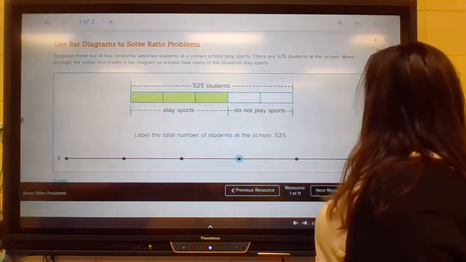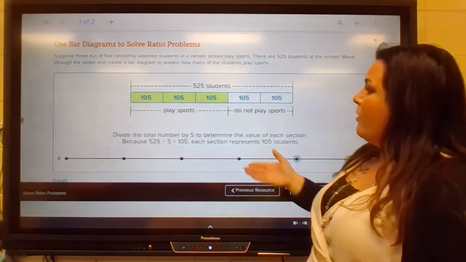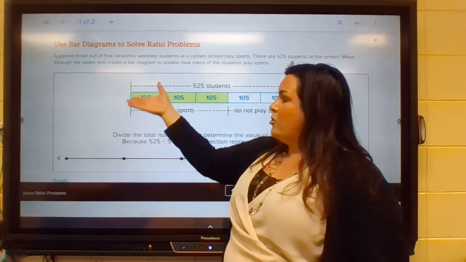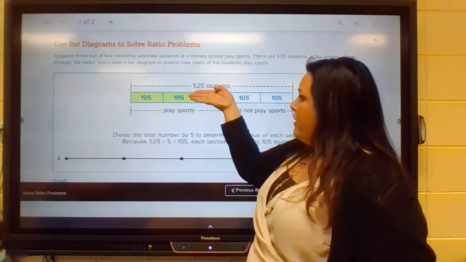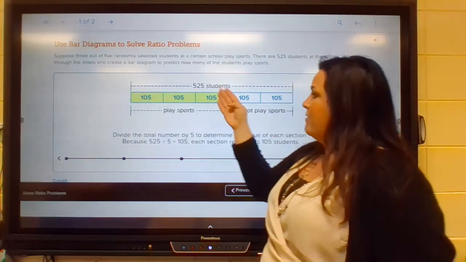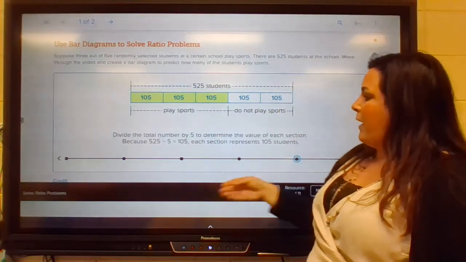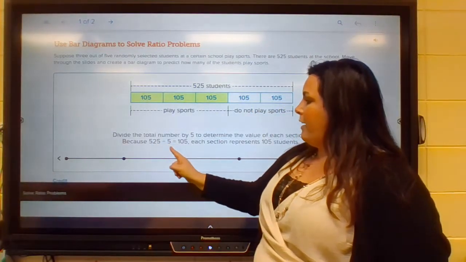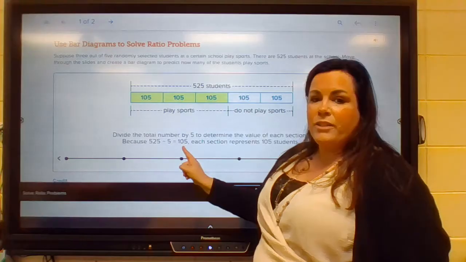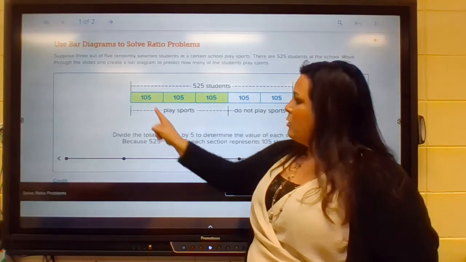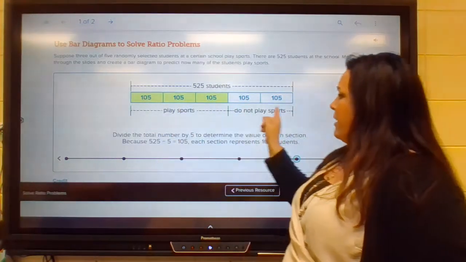Now, we need to figure out how many students belong in each section. Well, if we have 525 students and we have a bar with 5 sections, we're going to divide by 5, right? 525 divided by 5. Each section is then worth 105. So we'll label 105 in each of our sections.